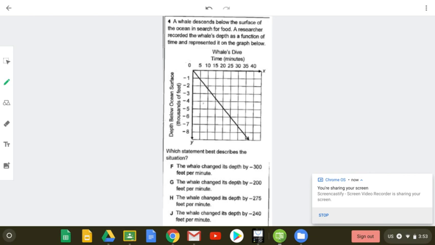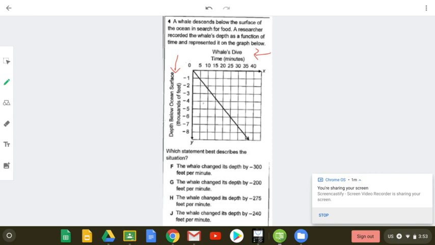If you notice something here, it just asks you a general question about what's going on. So what you're going to have to do is interpret based off of what's going on in each axis. If you look at the x-axis here, it says the whale's dive in minutes. So that's how much time is being taken when the whale is actually looking for this food. Here is how far below the surface he's going.